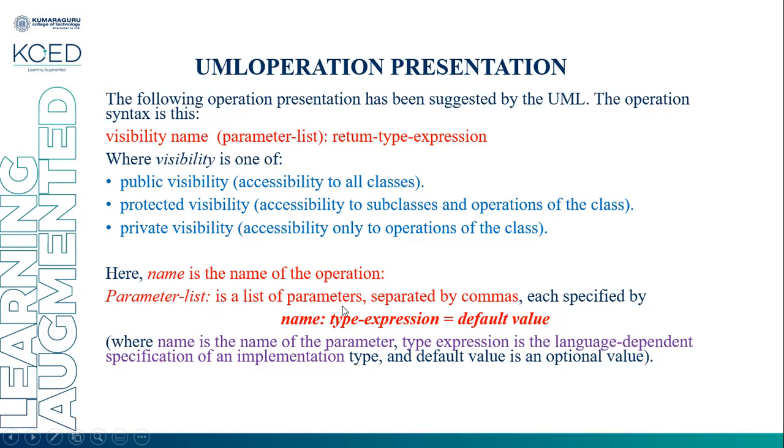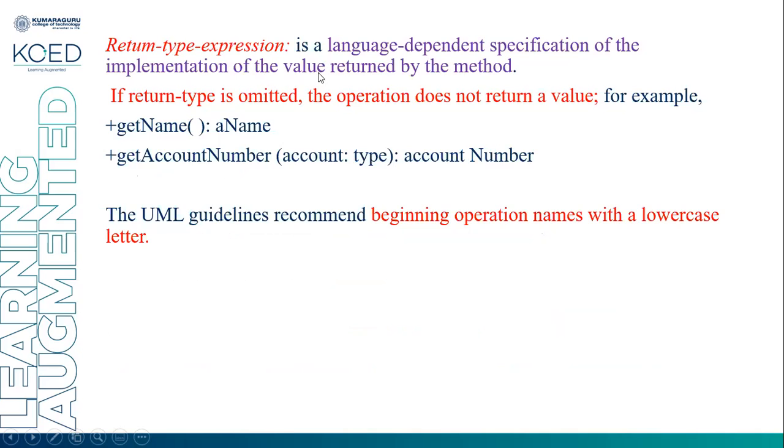Parameter list is a list of parameters separated by commas, each specified by the name of the parameter, type expression, and default value, which is optional. Name is the name of the parameter, type expression is the language dependent specification of the implementation type, and default value is an optional value. Return type expression is a language dependent specification of the implementation of the value returned by the method. If the return type is omitted, the operation does not return a value. For example, the getName method has no parameter but returns a name. The getAccountNumber method has a parameter, account, with its data type, and returns the account number.